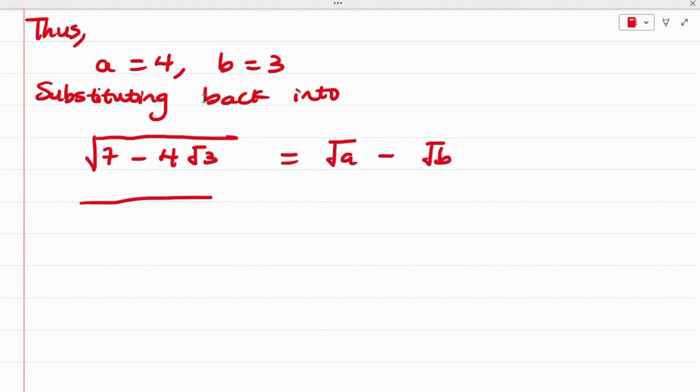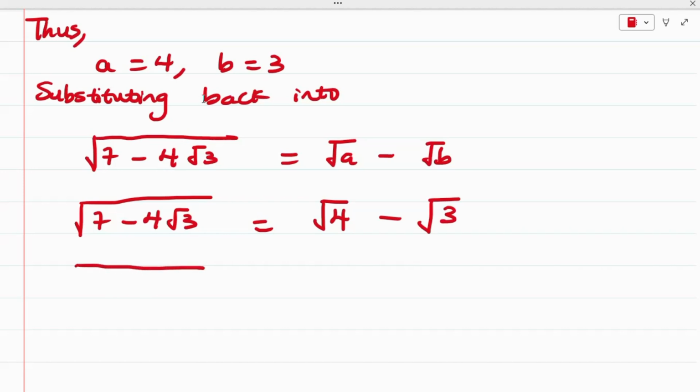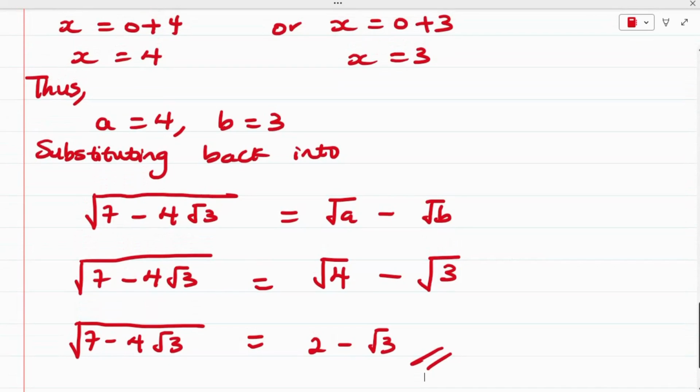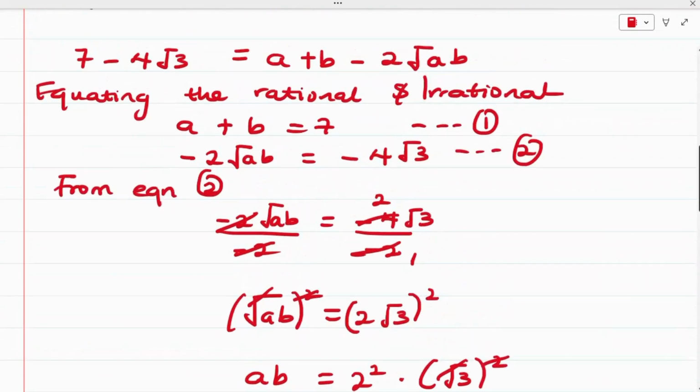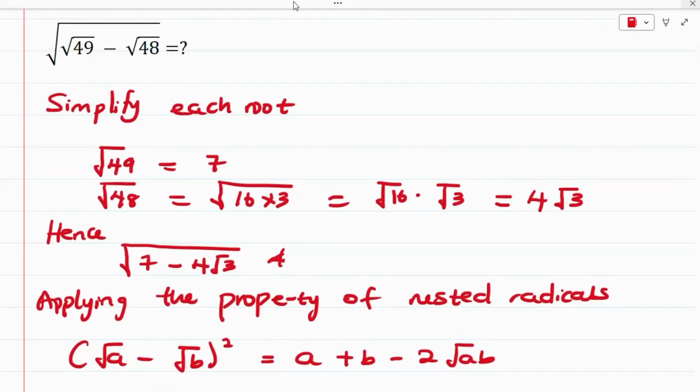So we have this to be the square root of 7 minus 4 root 3 is equals to the square root of, what is a? We have it to be 4 minus the square root of b. We have b to be 3. So we have that the square root of 7 minus 4 root 3 is equal to the square root of 4 is 2 minus the root of 3, and this becomes the final answer. So guys, we have been able to solve this nice square root math problem right here. So guys, this is super easy. So we have our final answer to be 2 minus the root of 3.